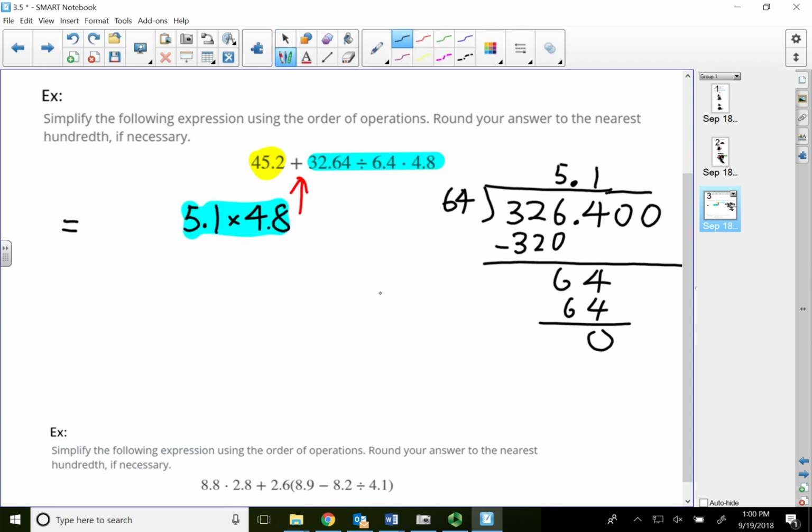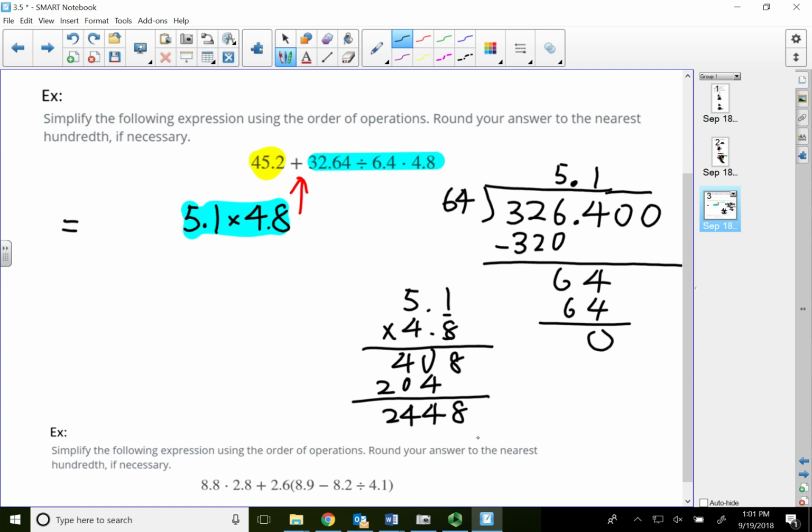Let's do some multiplication here. 5.1 times 4.8. Let's multiply them like whole numbers. That's 8, 40. 4 times 1 is 4. 4 times 5 is 20. Add them up: 8, 4, 4, 2. There are 2 decimal places, so count backwards. That will be between the two 4s. So what's coming out of the blue is really 24.48.